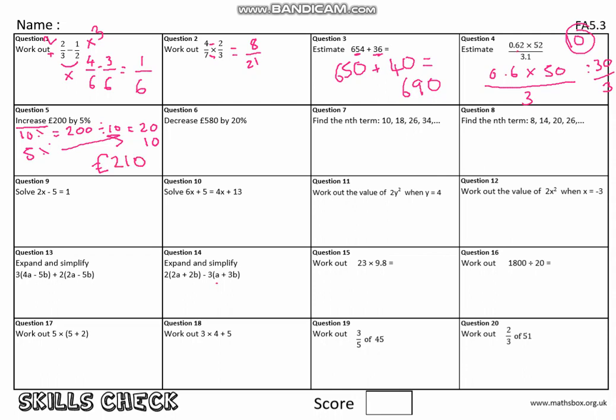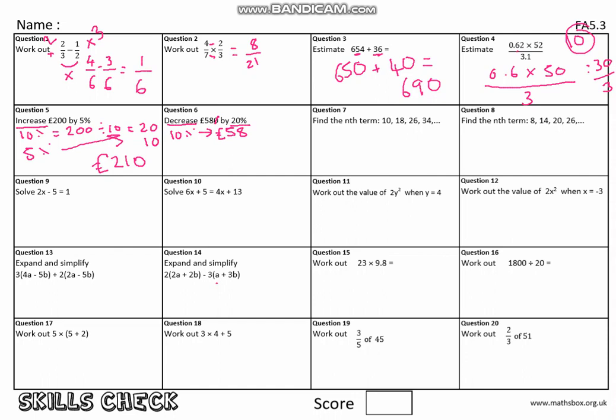Okay, now the next one says decrease, okay? So that means we're going down. So the first thing we've got to do is find the 20%, okay? So £580, let's find 10% first, okay? So 10%, as we know, we just divide it by 10, okay? So 580 divided by 10, we just take off that 0. So that would equal £58.